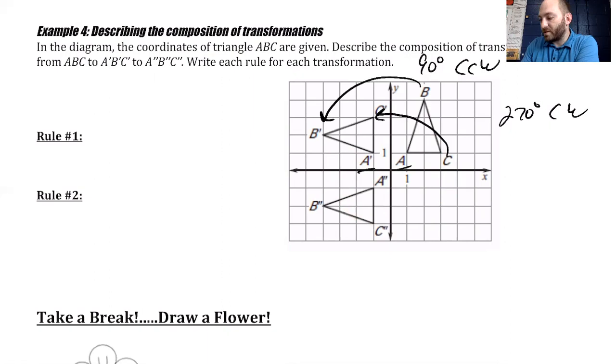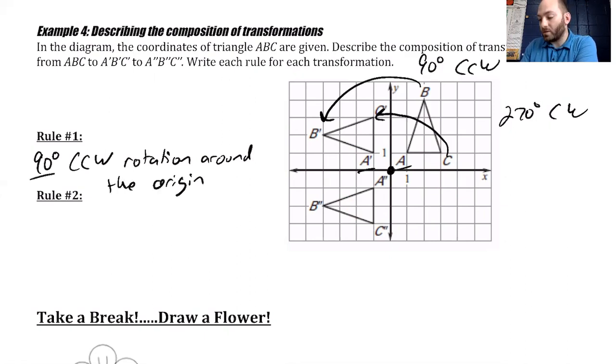So the rule is, here's the first piece of information. I need to say it's a 90 degree. I need to say the direction, so counterclockwise rotation. And I need to say where it's rotating around. What's my center of rotation? For this class, it's always going to be the origin. So it's a 90 degree counterclockwise rotation around the origin. So 3 pieces of information: degree, direction, origin. That's what you have to have, all 3 for naming this.